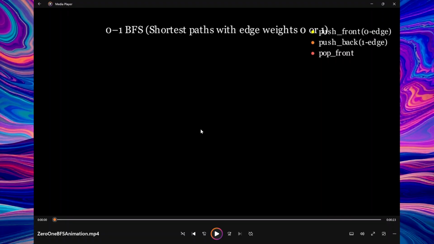Dijkstra's works by maintaining a priority queue, a min heap, right?